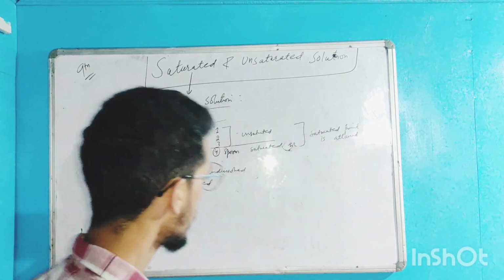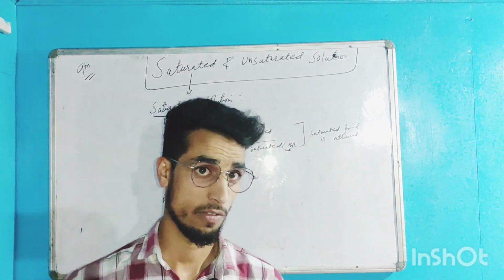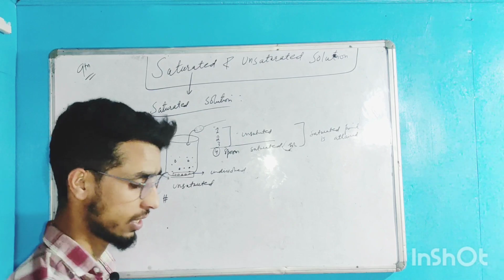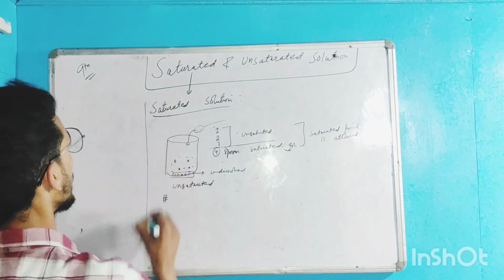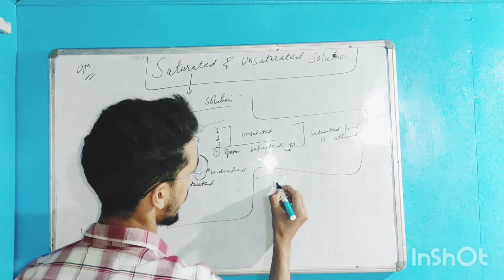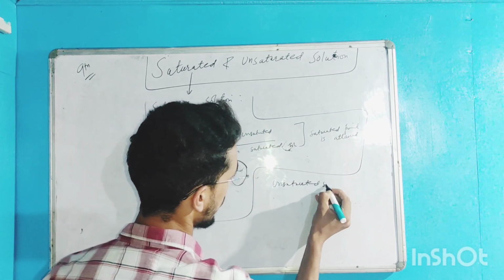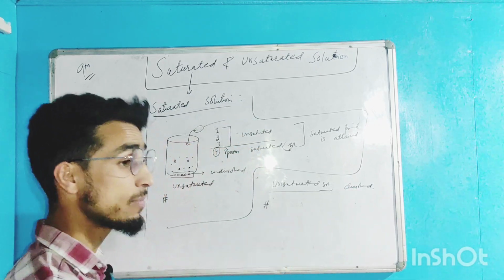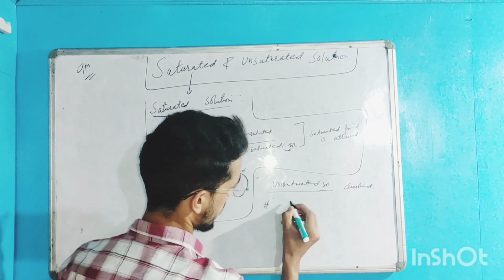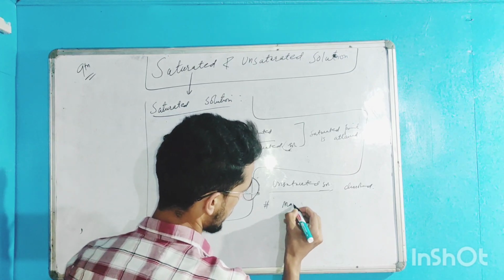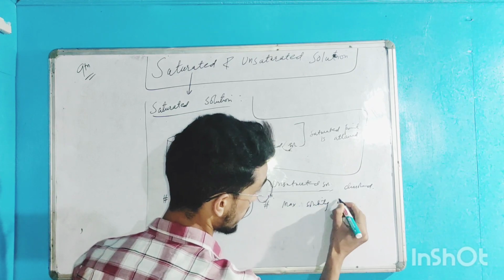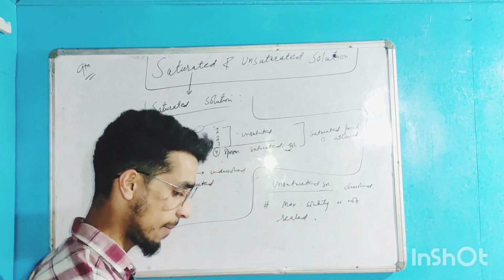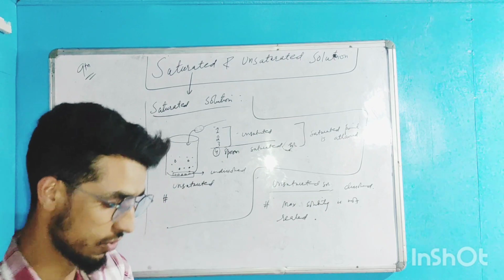While in the unsaturated solution, we can say it is the solution in which more and more solute particles will be dissolved. That means the concept of maximum solubility does not come in here. So in unsaturated, what will happen? More and more solute particles will be dissolved. So unsaturated means one in which we can still dissolve more solute particles. So if we can dissolve more, can we say that the point of maximum solubility has not yet been attained? Yes. And therefore, we can say maximum solubility is not reached. It does not reach its maximum solubility.